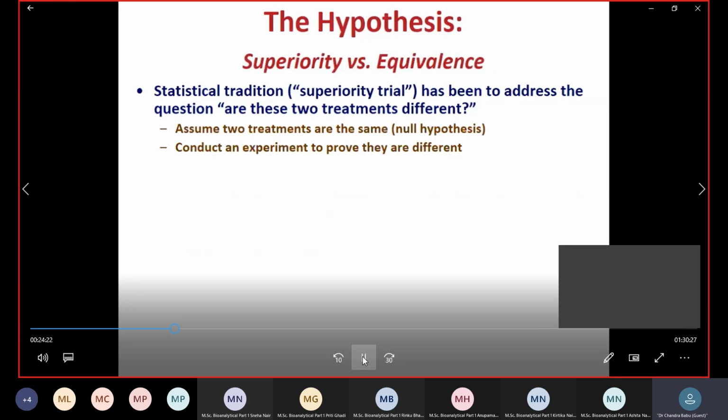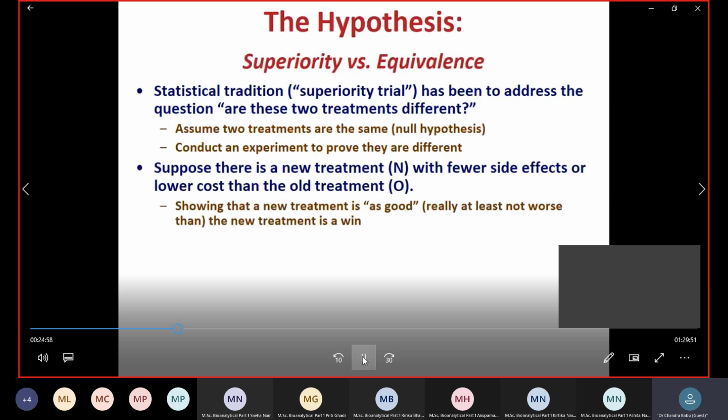By the way, in all of statistical testing, whatever you want to prove is true, you assume is false. Then you go out and collect data and try to prove how silly you were in saying that it was false. That's the whole idea of statistical testing. So if you're doing a superiority trial and I'm trying to prove 2 things are different, I assume that they're the same. I assume that whatever I'm trying to prove is not true. I conduct an experiment to prove how different they are.